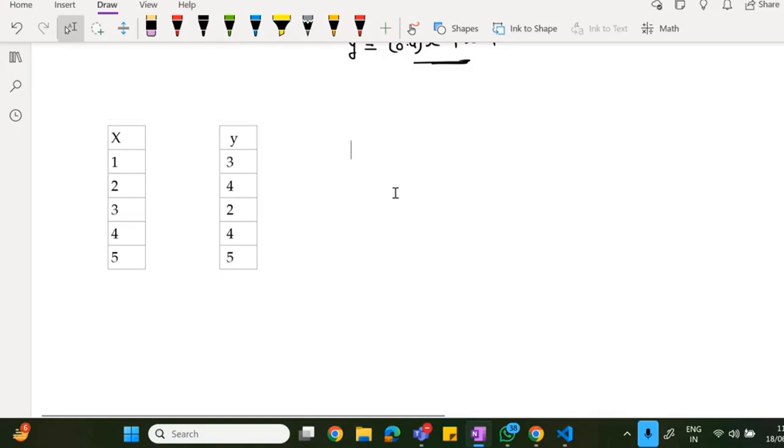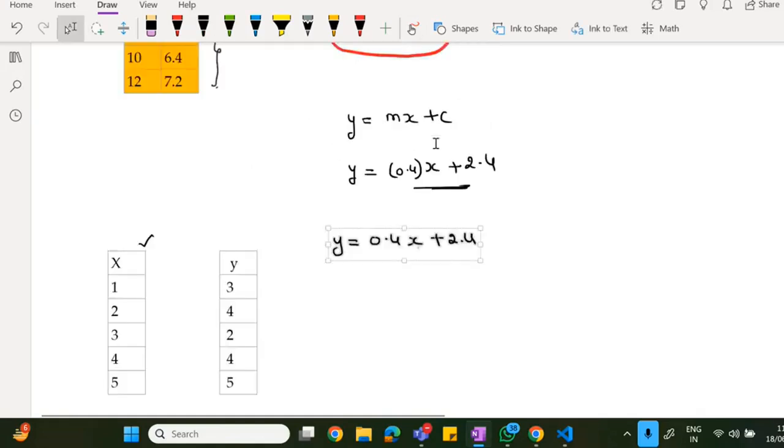It's already given. Now, if you want to check whether your equation y = 0.4x + 2.4 is correct, just put this x value over here. Then your y value should be this, if it is 100% correct. If it is more or less, there is an error. Okay, simple. So now I'm going to take it over here. I'll just take it a bit up.